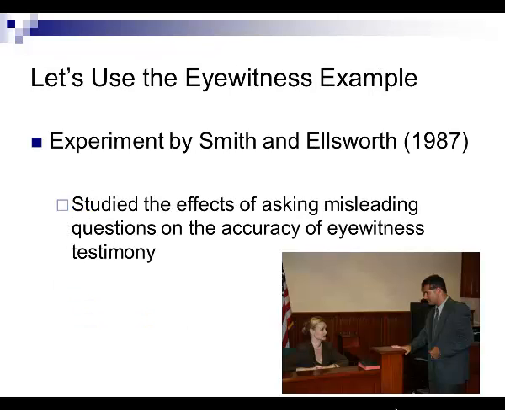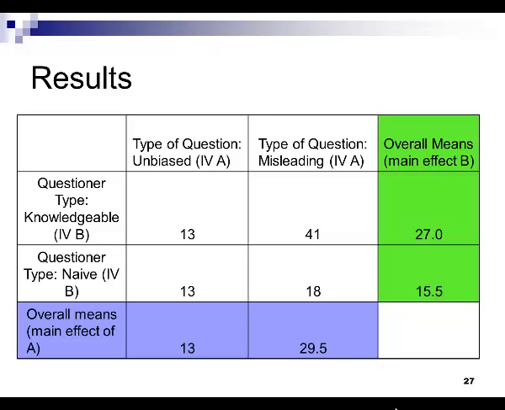So let's use the eyewitness example again, in which they were interested in looking at the effects of asking misleading questions on the accuracy of eyewitness testimony. And here are the results. You see here that on this axis we're looking at the questioner type, whether or not the questioner was knowledgeable versus naive, and this is the overall effect of the questioner type, knowledgeable or naive, over here on main effect B. And then over here you see the type of question, whether or not they were asking misleading versus unbiased, and in blue here are the overall or main effect of A.